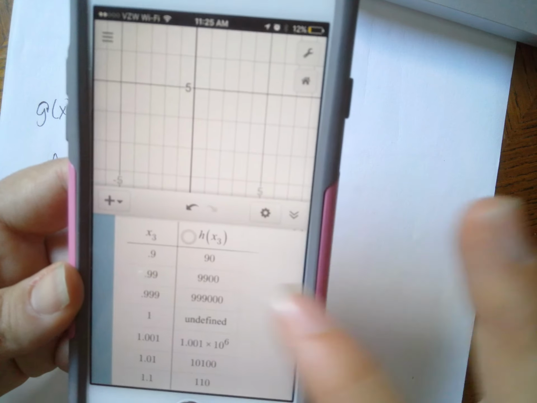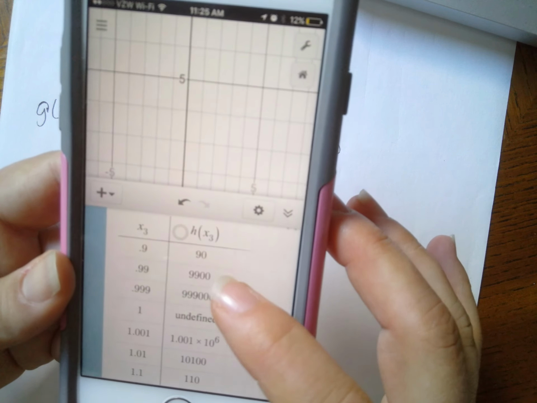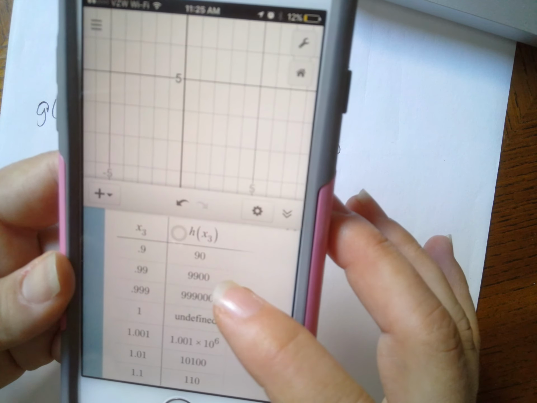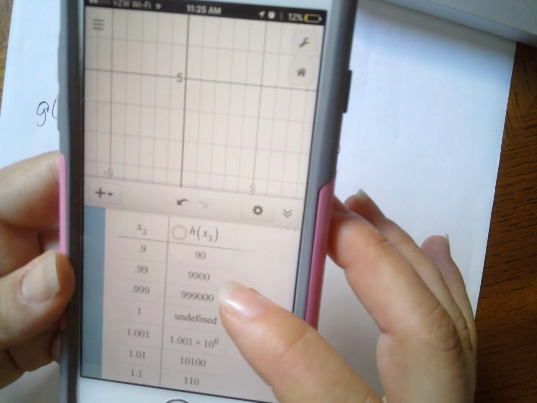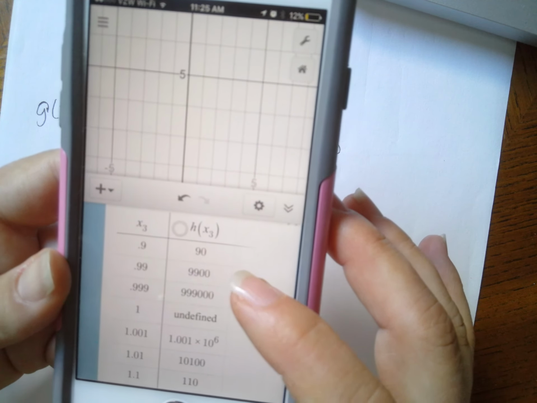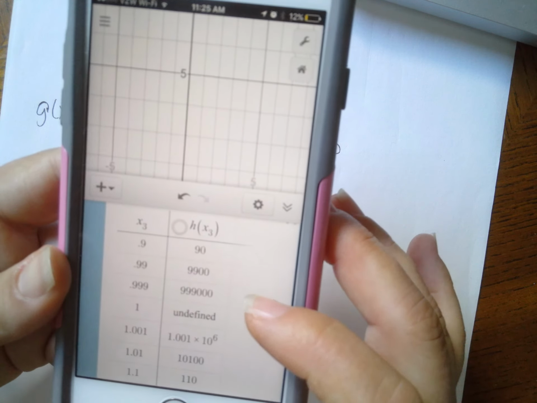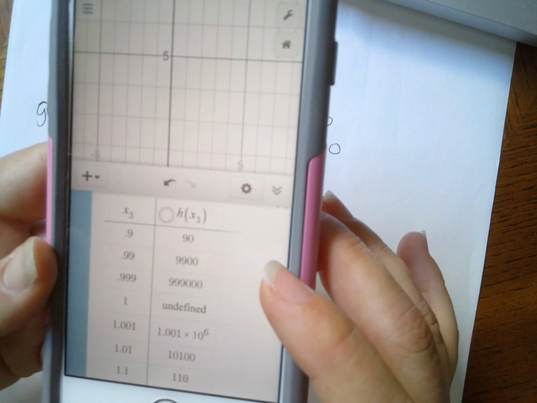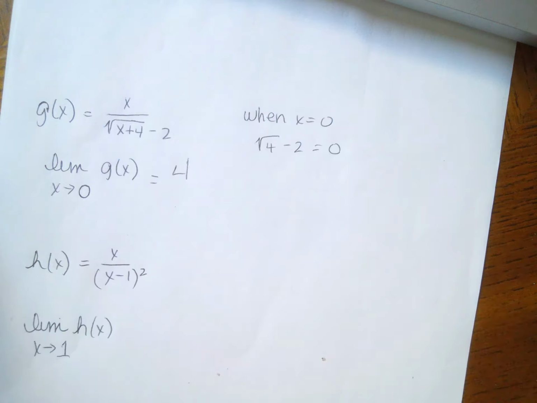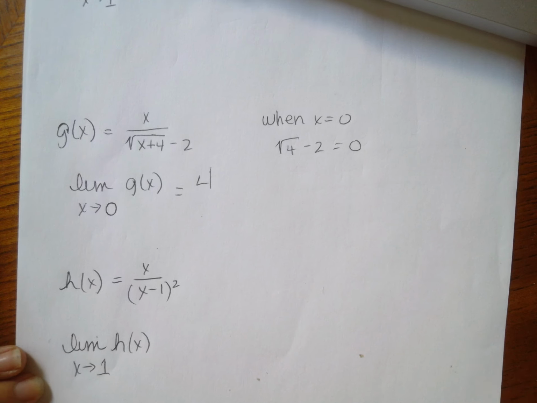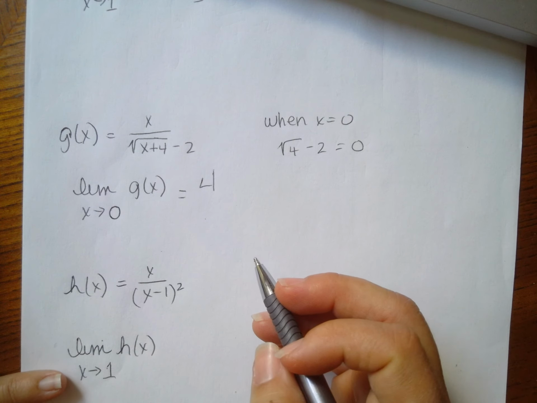So as I approach from 0.9, right, it's at 90, I add 0.99, so I'm only going up 100th, and my y value is jumping to 9,900, and so forth. So it's growing in both directions really large. So the way that we write this, that means essentially this is our first limit that fails to exist.